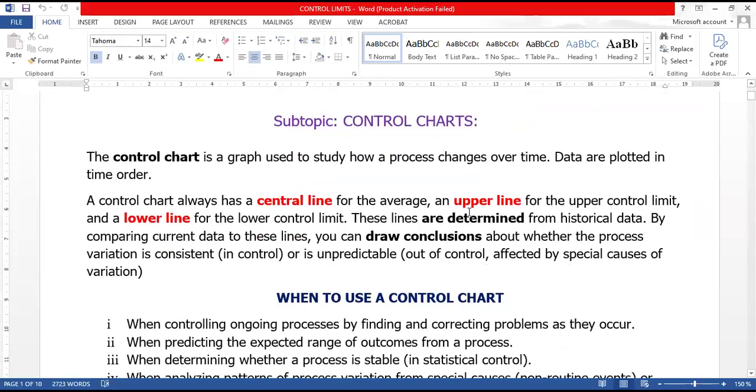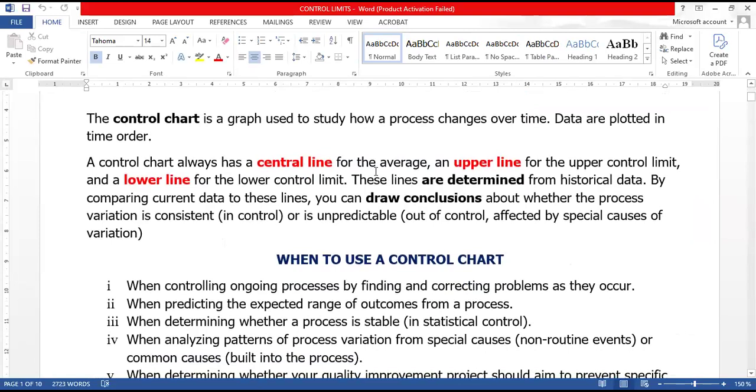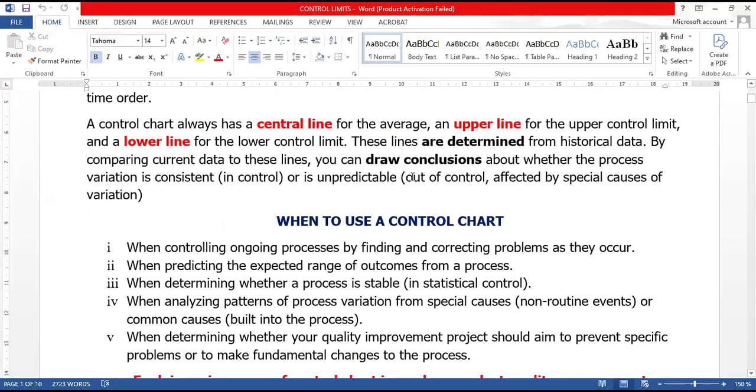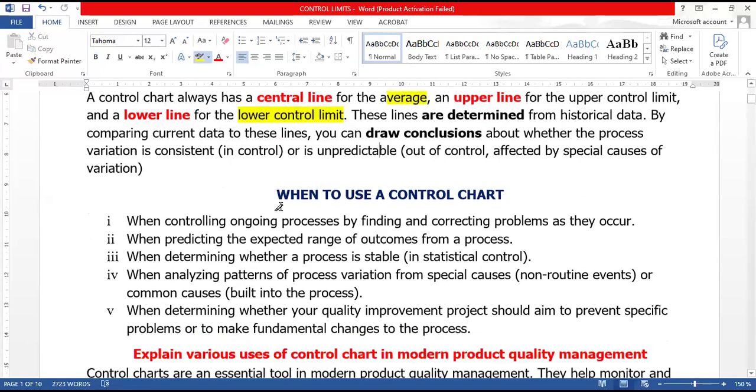But as I said, this is the graph that is going to help us to study how the process changes over time. And it has a central line. A central line will be indicating the average, as I said. And you have the upper line indicating the upper control limit. You have also the lower line indicating the lower control limit. Those are three components I was talking about. So when you're reading this handout, don't be confused.